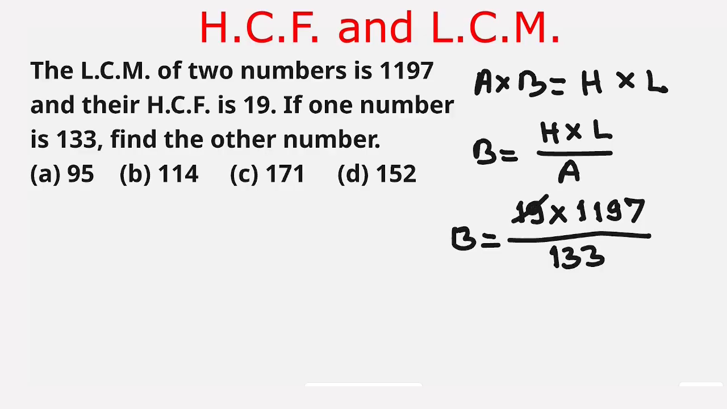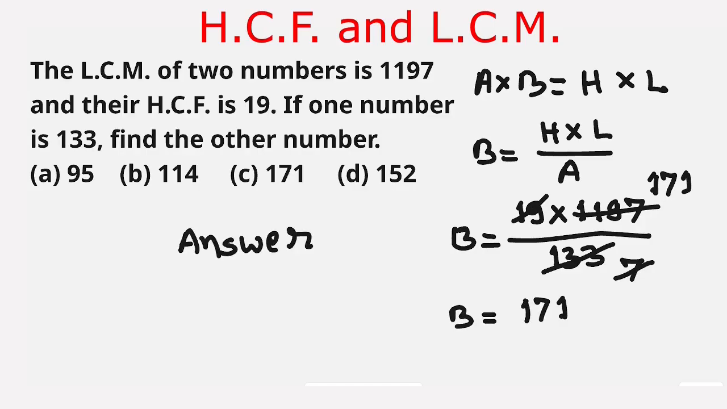19 divides 133 for 7 times and 7 divides 1197 for 171 times. Therefore, the other number is 171. And from the given options, our answer is option C, 171. I hope you have understood the method of solving such type of questions. We go to the next question.